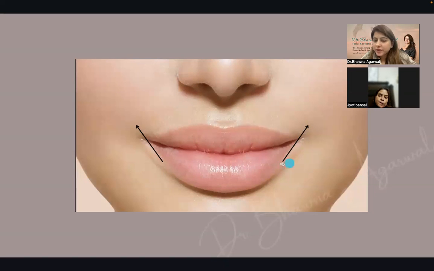The entry point is here. You cross the corner of the mouth and slightly above. So this is how you inject. Now you start injecting, put a bolus here and inject retrograde linear. We should put a bolus above the upper border of the upper lip. Yes, this is exactly the line. It should be crossing this area. The needle should be crossing this area.